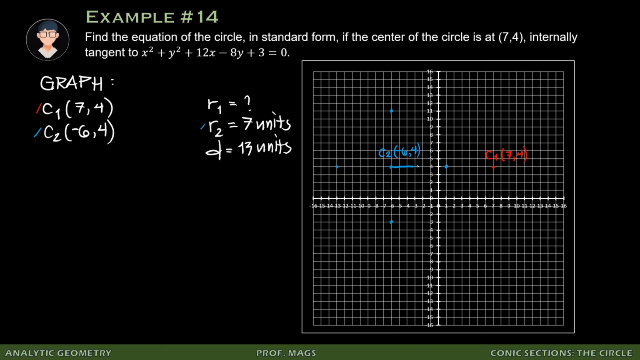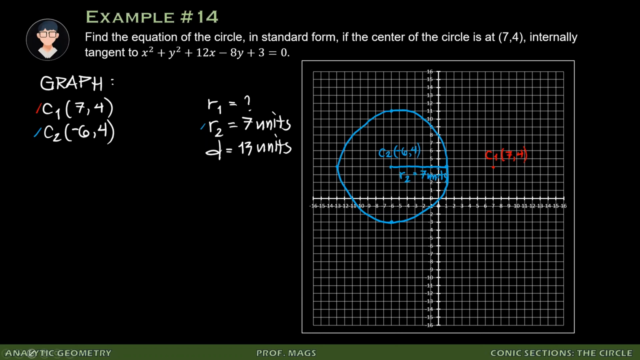So this distance right here is the radius of circle number 2, which is 7 units. Okay, 7 units yan. So, pwede din natin i-form yung circle natin. So, we draw the circle number 2.